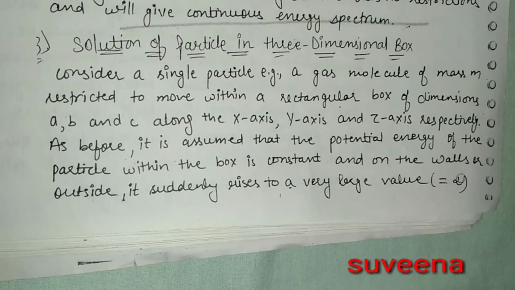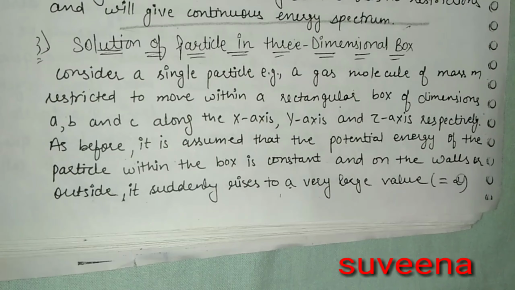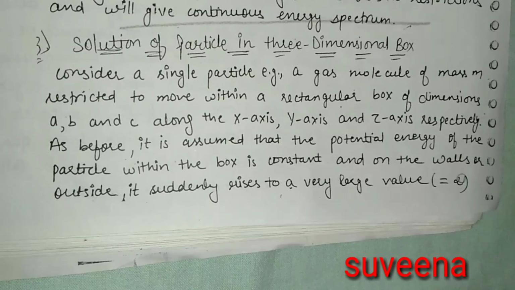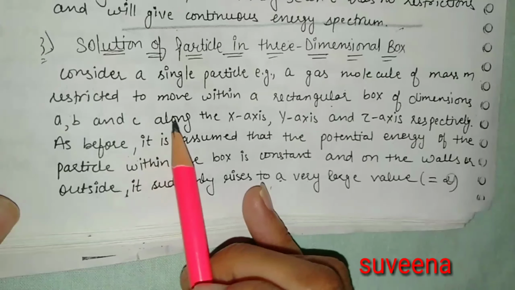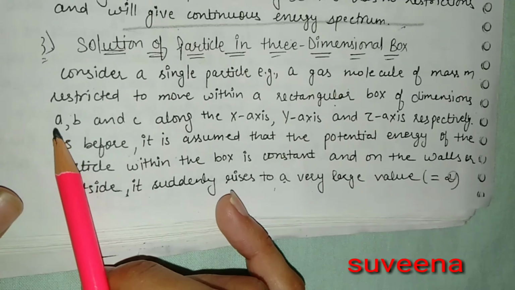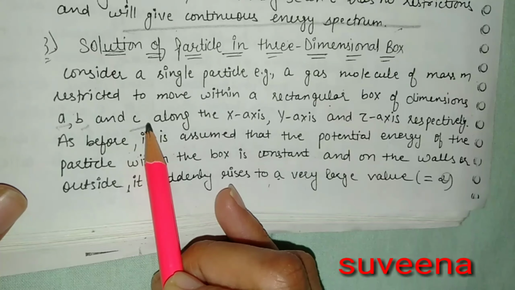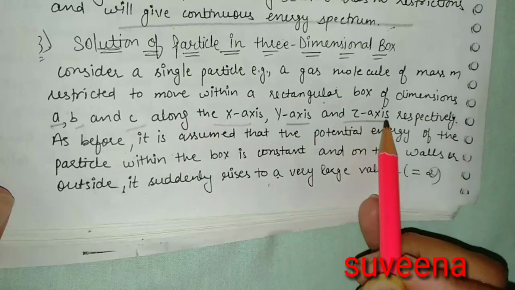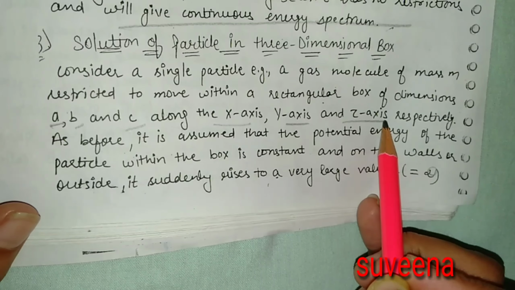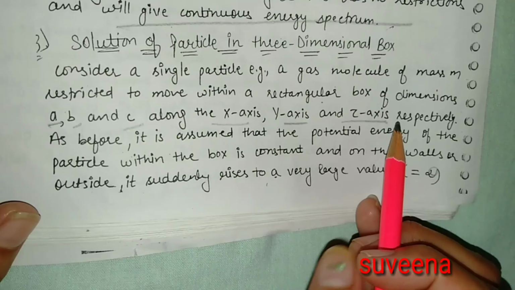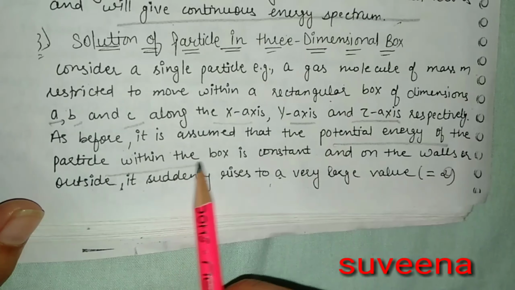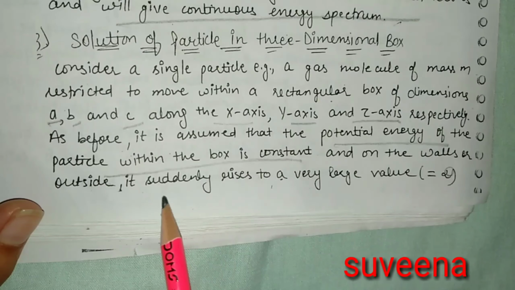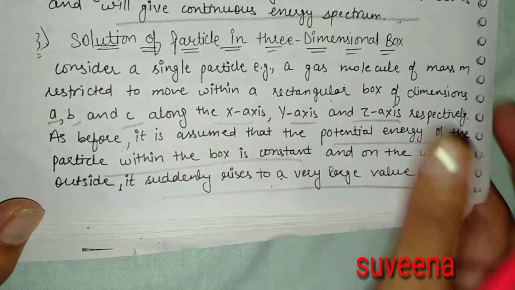And the particle in three-dimensional box also has a restricted condition, so the particle can move from one position to another only within limits. The particle can move from 0 to a, 0 to b and 0 to c along x, y and z directions. So it is the same condition as we assumed in the particle in one-dimensional box: the potential energy of the particle within the box is constant and outside the box it is equal to infinity.